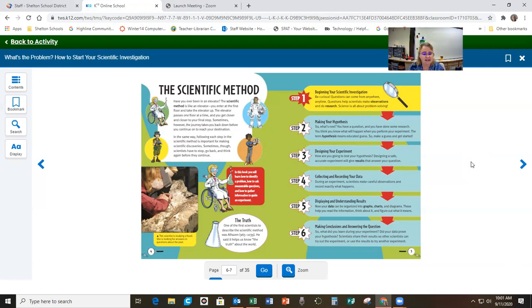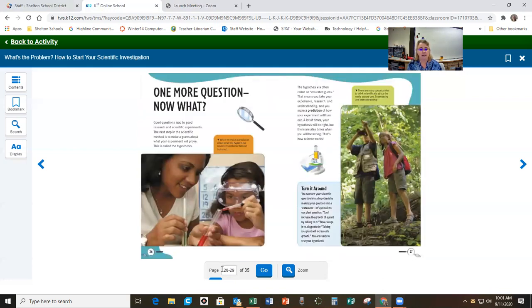In the picture over here, it says this scientist is studying a fossil. She's looking for answers to questions about the past. And in the red, over here on the bottom, it says the truth. One of the first scientists to describe the scientific method was Alhazen. He lived from 965 to 1039. He said it helps us know the truth about the world. So the next 2 pages we have to read are pages 28 and 29.